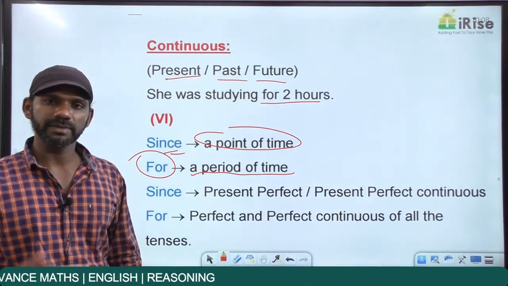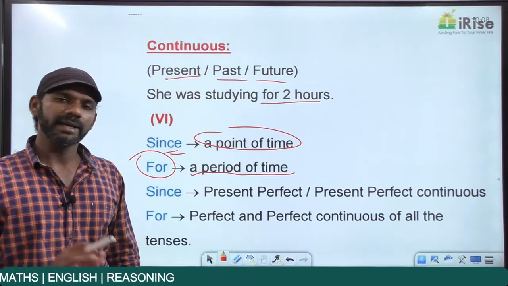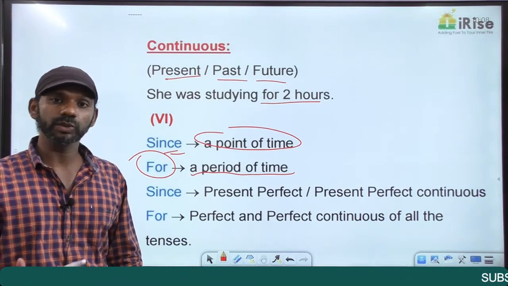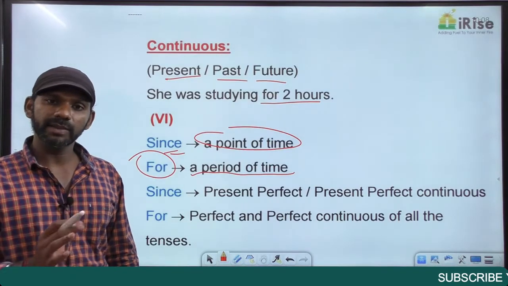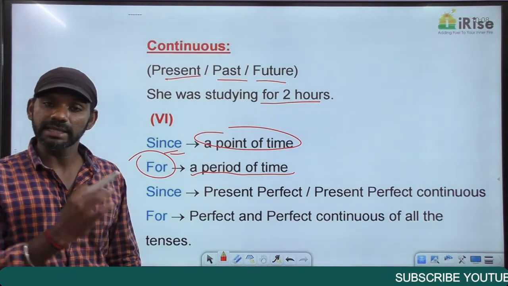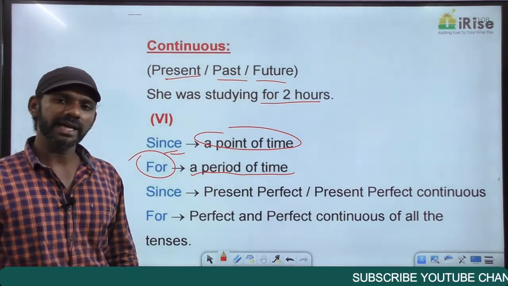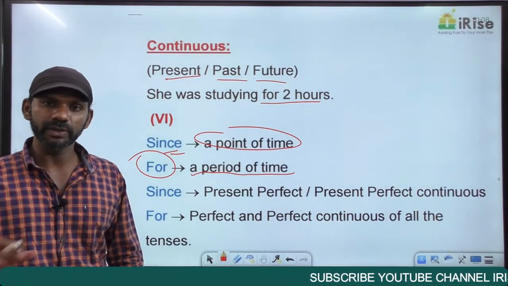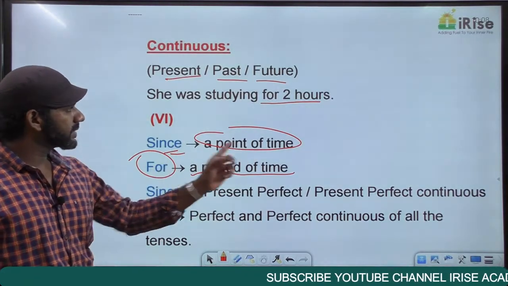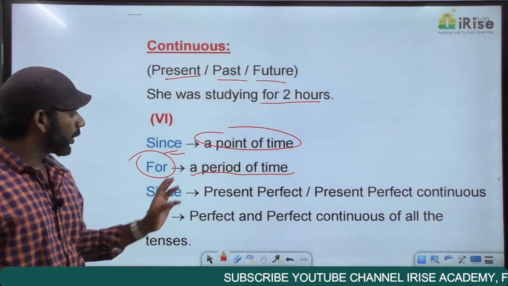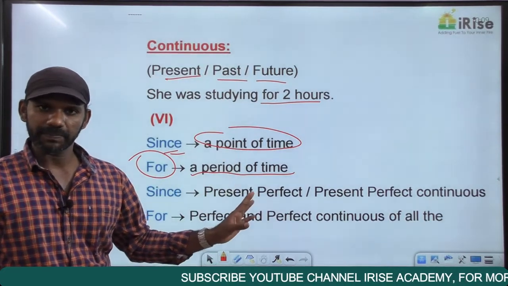2000 is a point of time, so since 2000. I have been working here since 2000 means I started working here in 2000 and still I am working here. So when any action has started and is still continuing, we use since. So since is used with a point of time, for is used with a period of time.